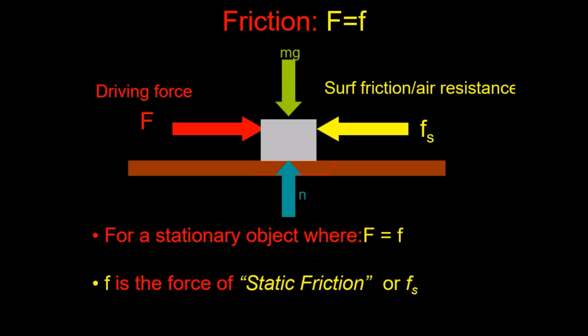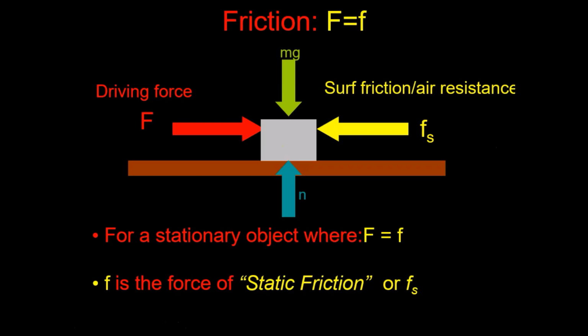Now we're going to discuss two types of friction. The first one is static friction. In the case of static friction, this is the force that holds things still. Fs, force of static friction. So if we apply a driving force of F to this block, we have to apply a force F greater than Fs to start this block moving. Static friction is the score that F needs to beat to start this object on its motion.